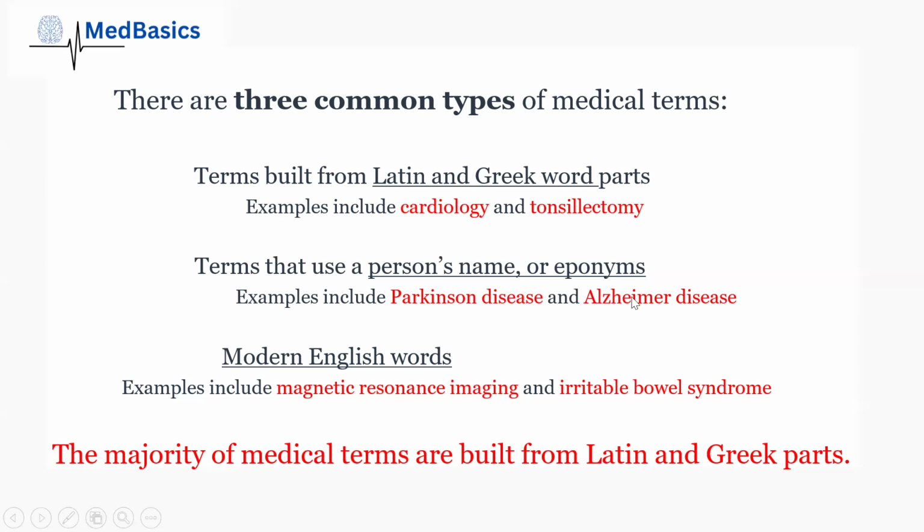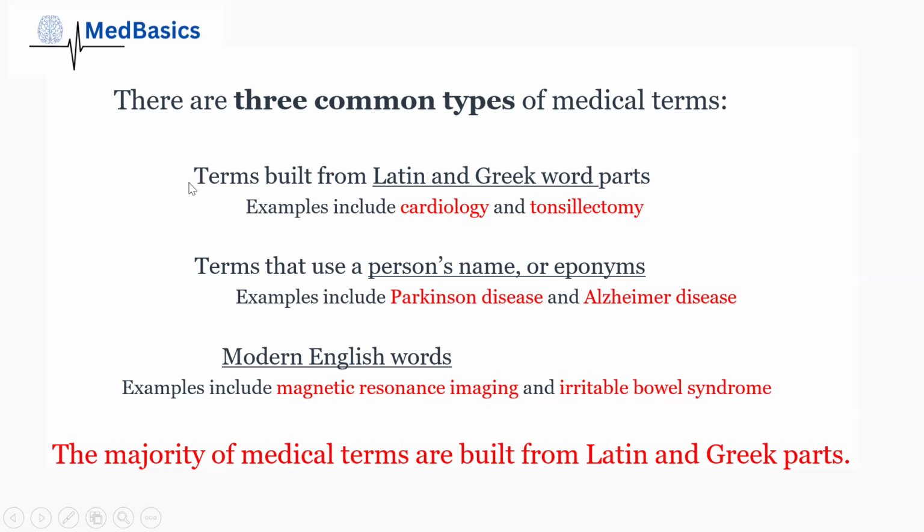Now, the third category is modern English words, and these terms are often derived from the common English language. And this is widely used in both medical as well as everyday settings. For example, magnetic resonance imaging, right? Which is a common diagnostic imaging technique. And similarly, irritable bowel syndrome. So we refer to it as the acronym IBS, and we know this is a gastrointestinal disorder. So these are modern English words.